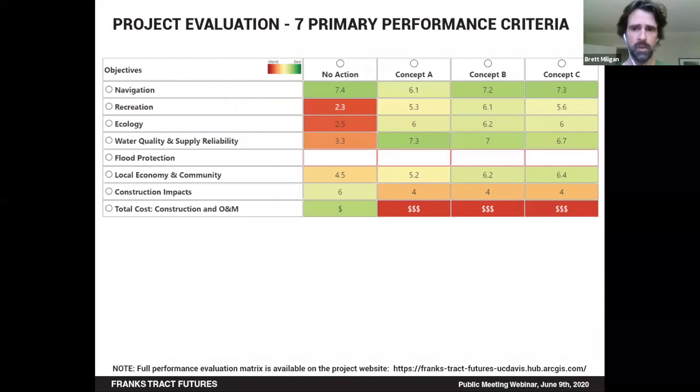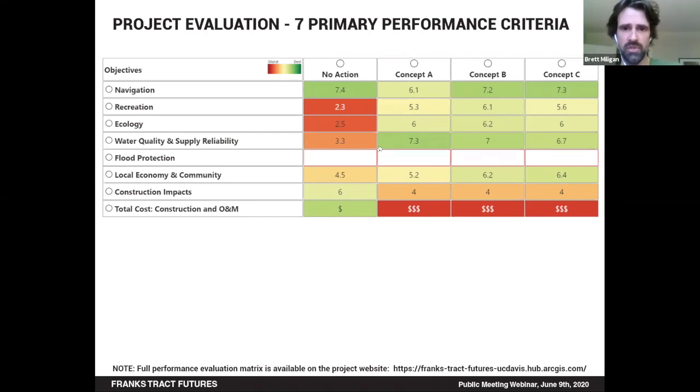And what I'd like to do, the last part of this, is really go through the criteria and the structured decision-making process that we've gone through in this project. Again, these are those 7 objectives I pointed out before, the broad ones: navigation, recreation, ecology, water quality and supply reliability, flood protection, local economy and community, construction impacts, and cost of the project. So what you're seeing here is the roll-up of all of these things and how they rate.